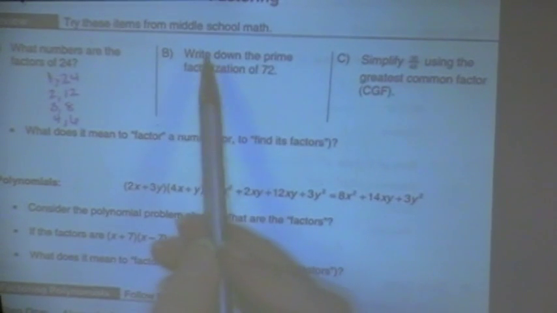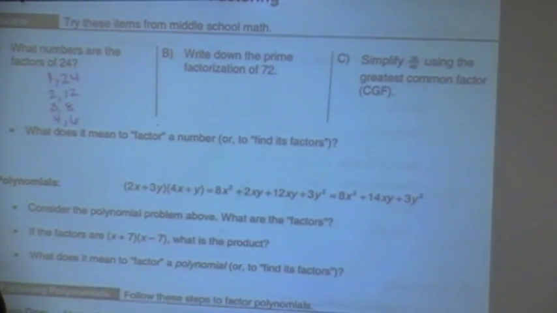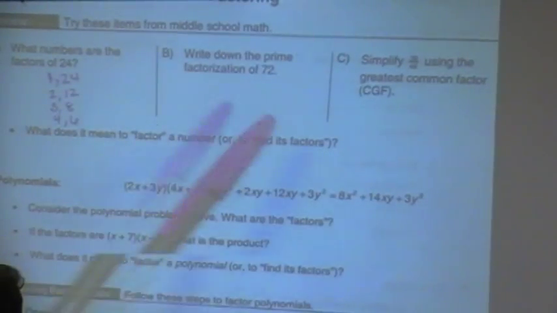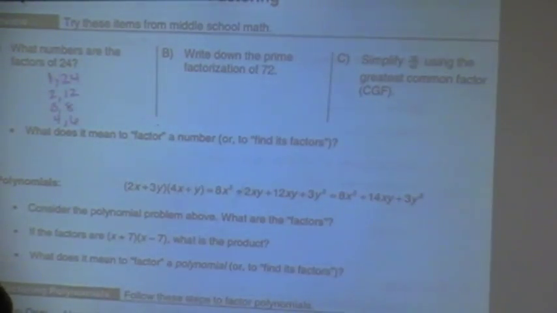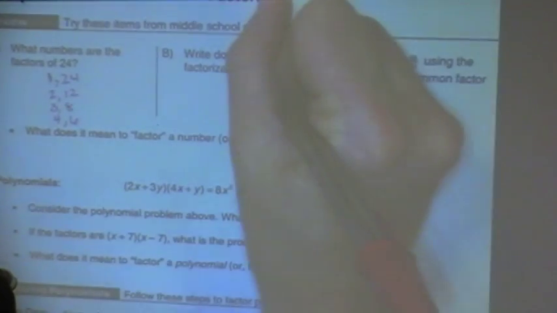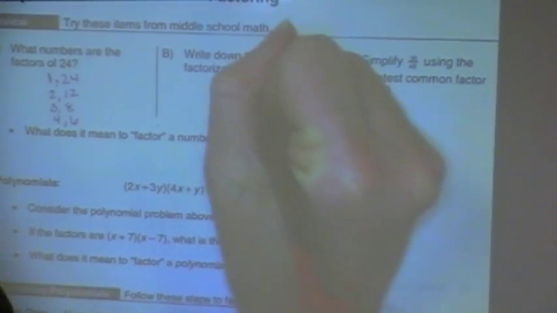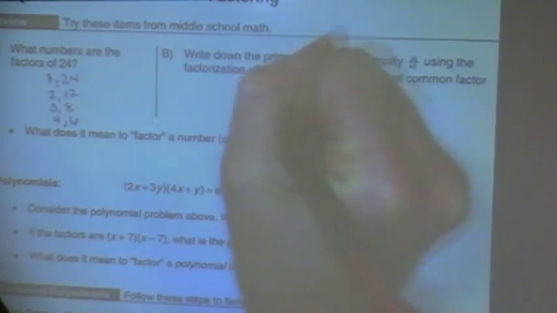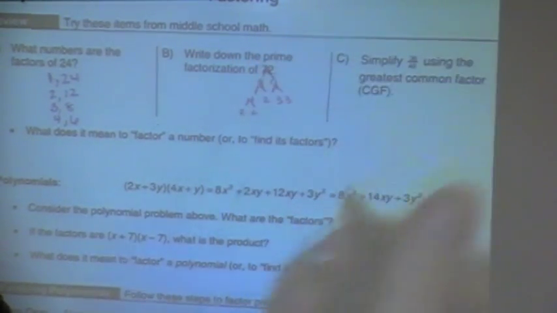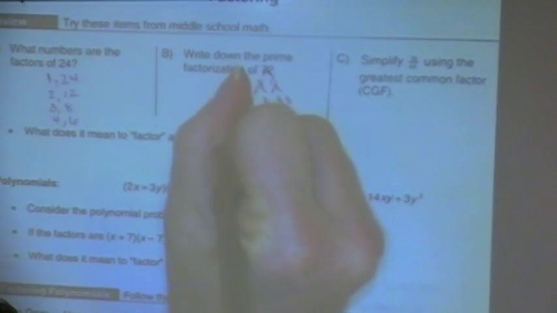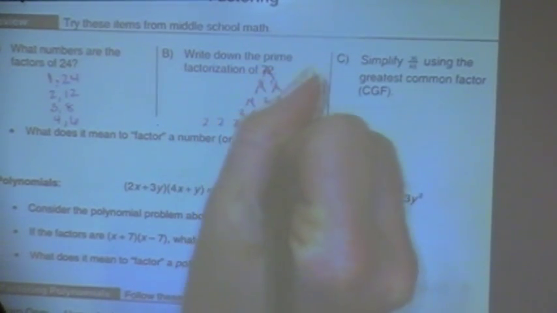To go all the way, so on B, it's all the way down to prime factorization, which means all the numbers have to be prime numbers. But on the first one, it just said all the factors, so it doesn't matter if they're prime. On B, they asked for prime factorization, so I'm going to use a factoring tree. You can use whatever 2 factors you want to start. So prime factorization would be 2, 2, 2, 3, and 3.